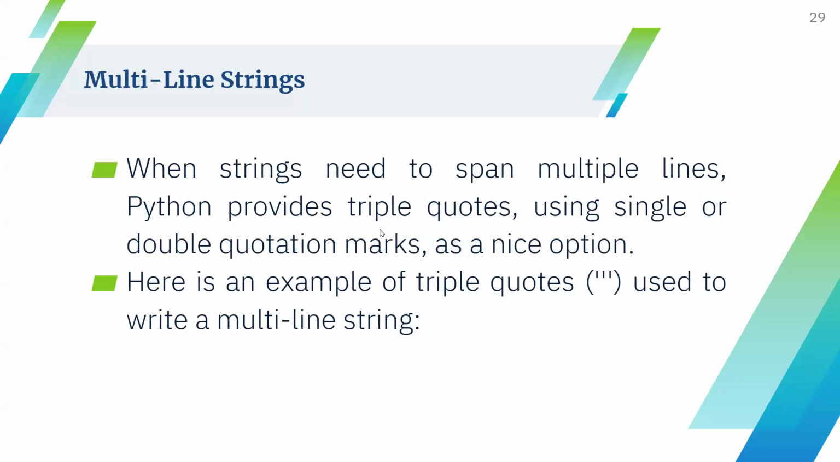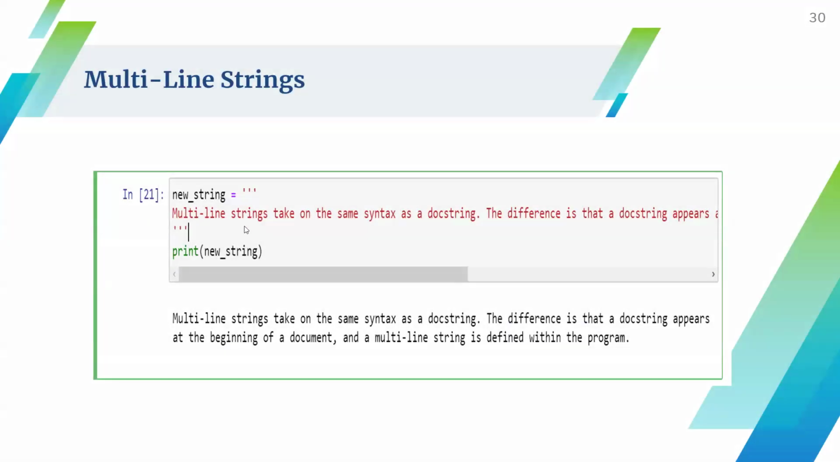When a string needs to span multiple lines, Python provides triple quotes, using single or double quotation marks, as a nice option. Here's an example of triple quotes used to write a multi-line string. Multiple line strings you want to display, you can mark with triple quotes. You can start with triple quotes and you can end with triple quotes. The multi-line text will be printed like this.